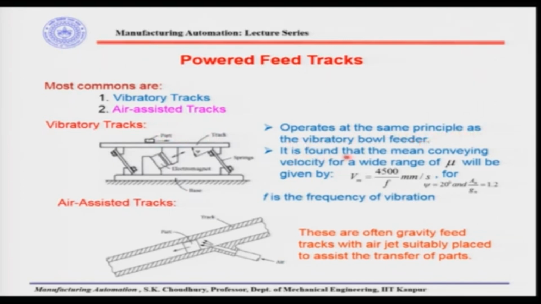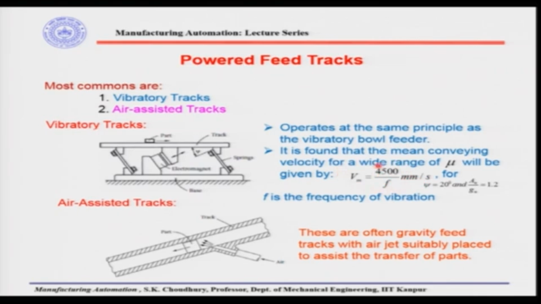Now, it is found that the mean conveying velocity, that is f into Vm, for a wide range of coefficient of friction mu between the part and the track, will be given by Vm equal to 4500 divided by the frequency, in millimeter per second.